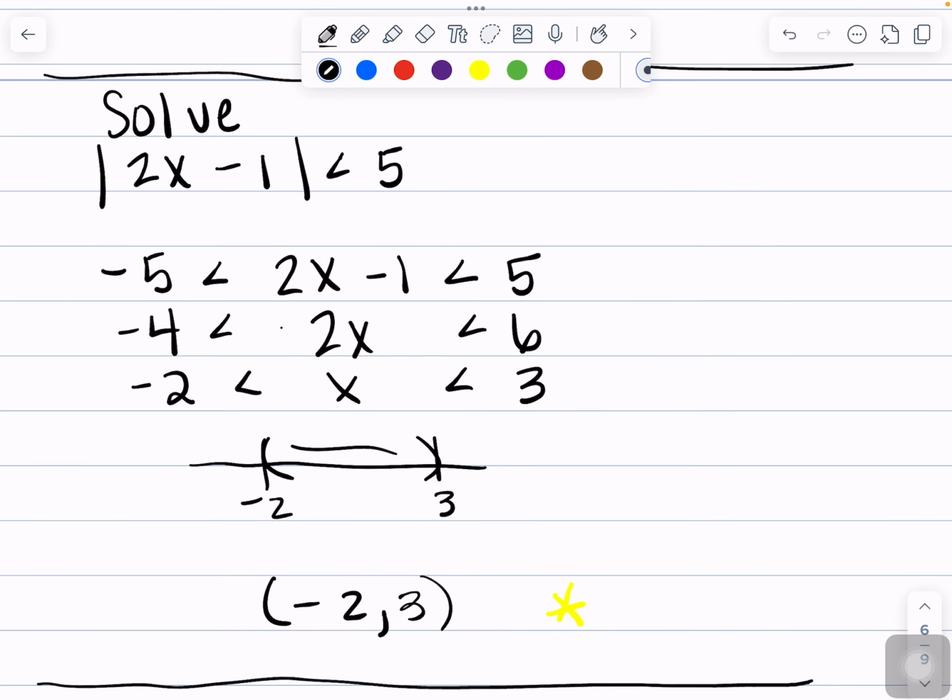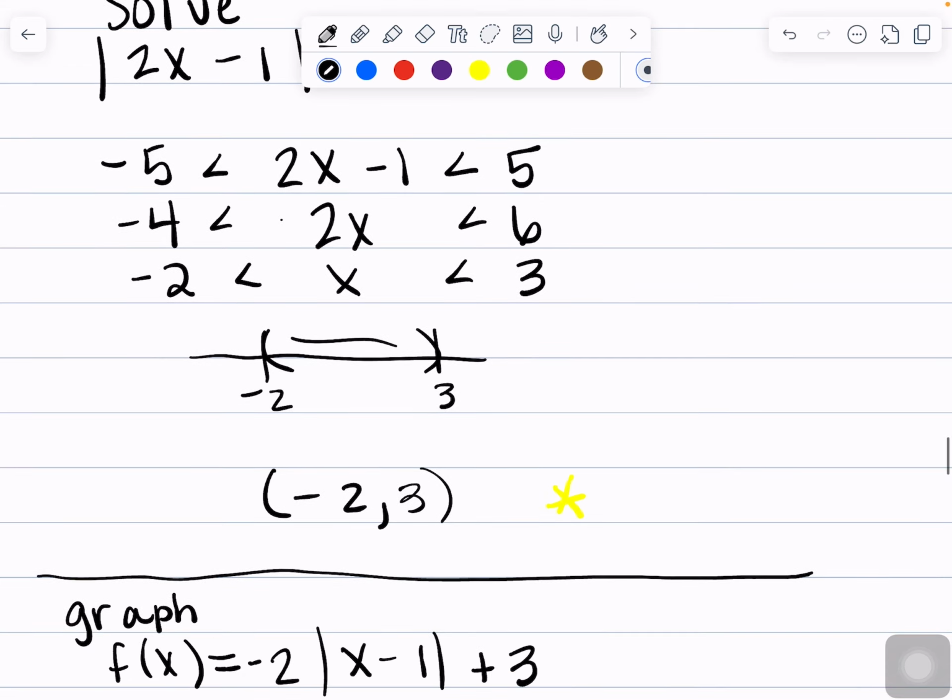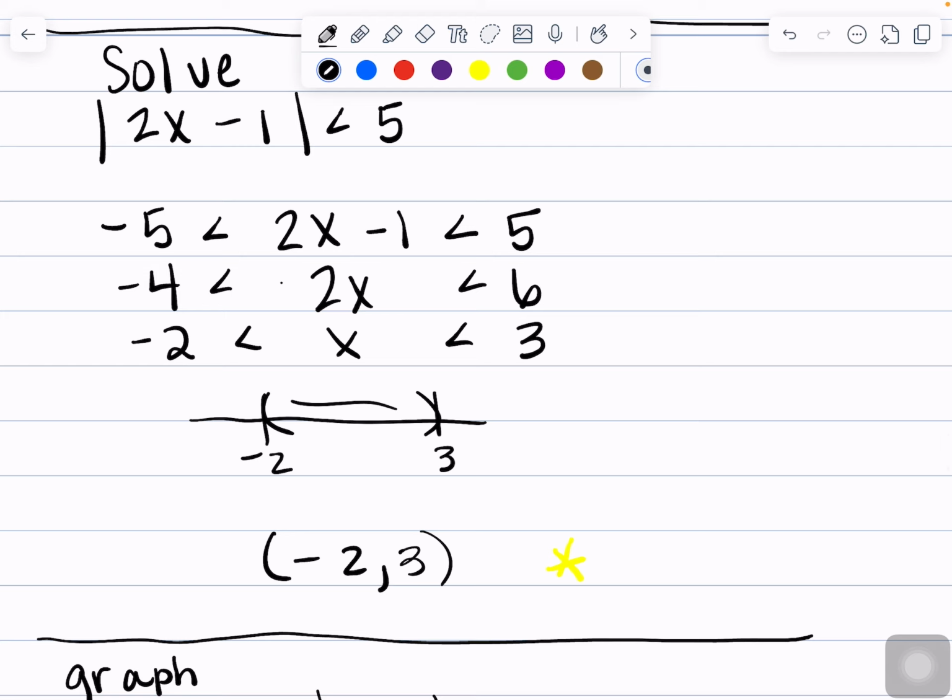To solve the absolute value of 2x minus 1 is less than 5, we're going to put 2x minus 1 in between negative 5 and 5. Negative 5 is smaller than 2x minus 1, and 2x minus 1 is smaller than 5. We're always going to be using the less than on our nesting, because we put the negative on the left and the positive on the right, and it's between. So add 1, divide, and we get between negative 2 and 3, parentheses, because it doesn't have or equal to.